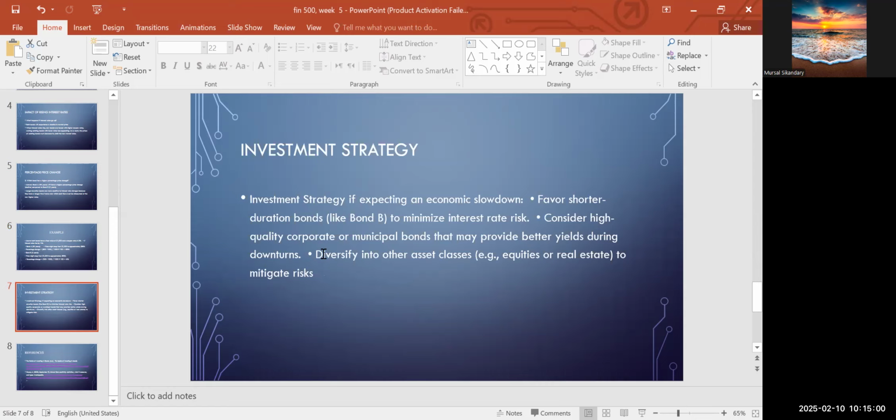Investment strategy. If expecting an economic slowdown, favor shorter duration bonds like bond B to minimize interest rate risk. Consider high quality corporate or municipal bonds that may provide better yield during downturns. Diversify into other asset classes like equities and real estate to mitigate risk.